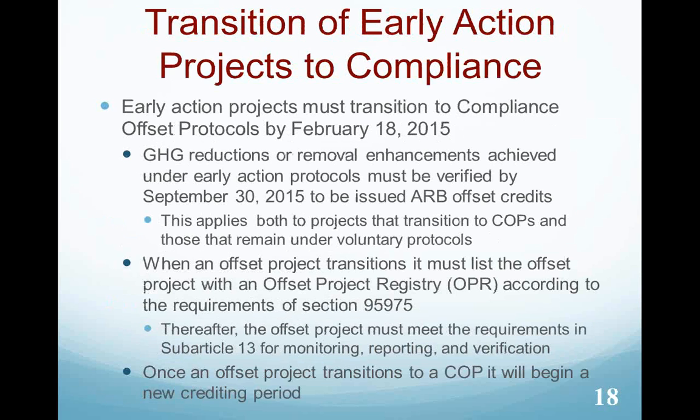So, transition of early action projects to compliance. Any project that wants to transition to the compliance protocol must do so by February 18, 2015. GHG reductions or removal enhancements achieved under the early action quantification methodologies must be verified by September 30, 2015 to be issued ARB offset credits. This applies to both projects that transition and those that remain under the voluntary protocols that are subject to that same date. When an offset project transitions, it must list the offset project with an offset project registry.